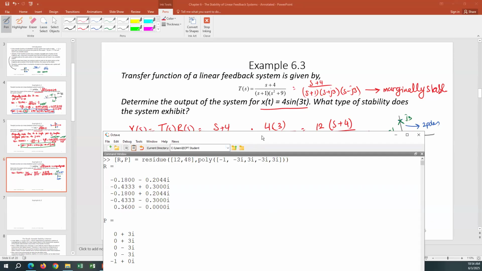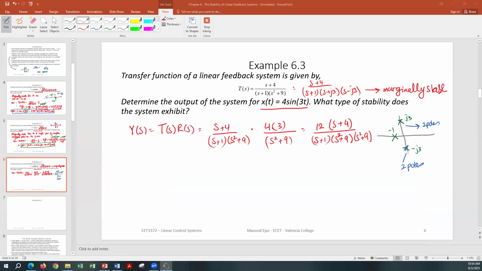Let me move this so I can write down my partial fraction. Okay, first I'm going to write down my S. So I have 0.36 over s plus 1, which is this function, this vector right here.